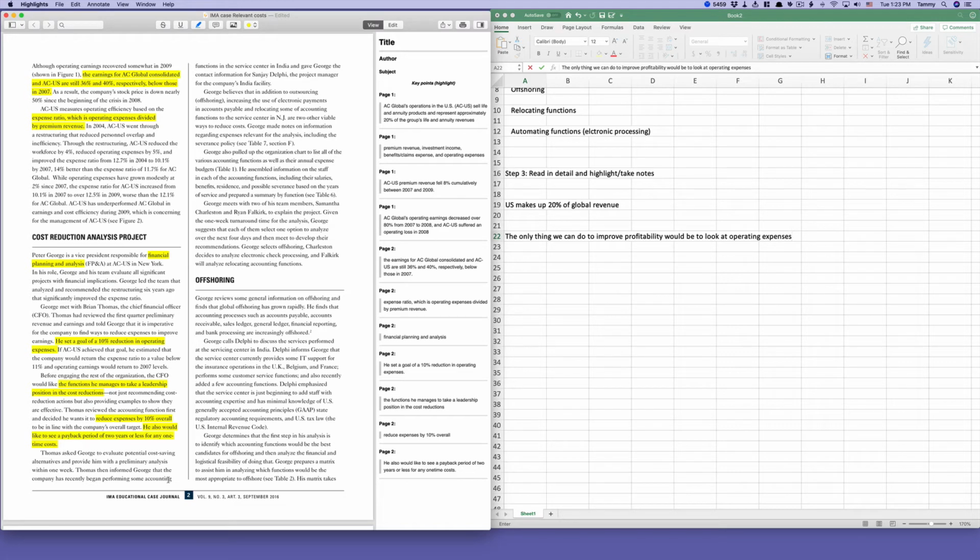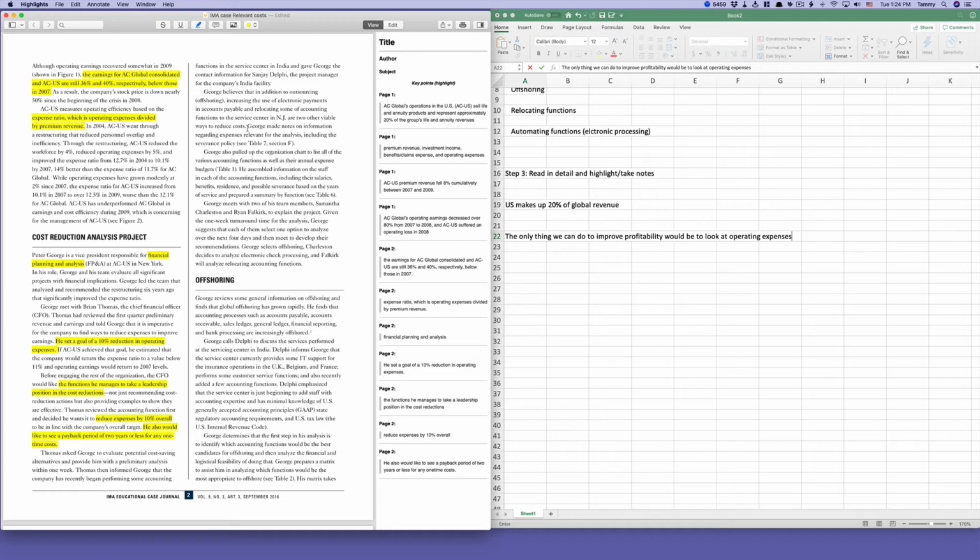Thomas asked George to evaluate potential cost savings alternatives and provide him with a preliminary analysis within a week. Thomas then informed George that the company had recently begun performing some accounting functions in the service center in India, and gave George the contact information for Sanjay Delphi, the project manager for the company's India facility. George believes that in addition to outsourcing, increasing the use of electronic payments in accounts payable, and relocating some of the accounting functions to the service center in New Jersey are two other viable ways to reduce costs.